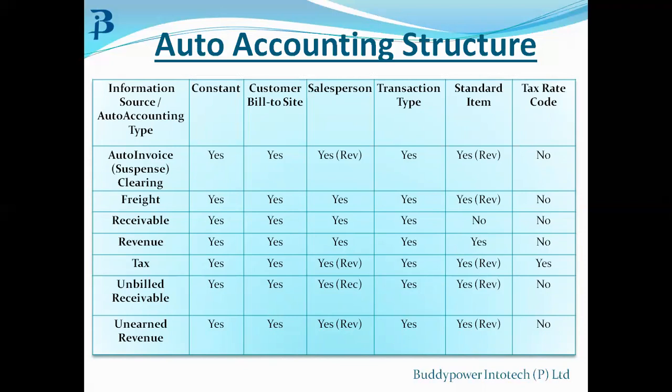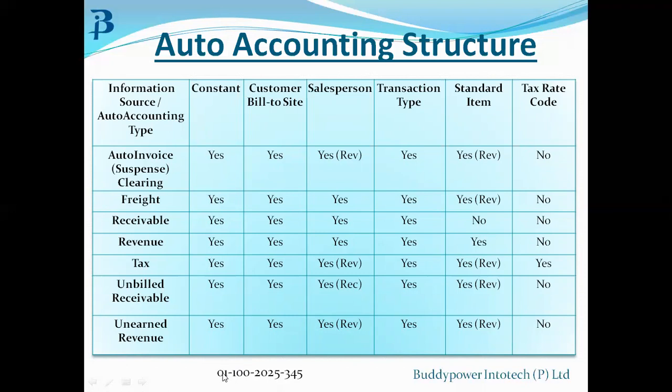So if you select the salesperson or standard item, the revenue flex field, like the salesperson, see here, it's a revenue flex field, right? The revenue flex field that you specified in the setup will be used for unearned revenue. For example, you may have 4 segments in your accounting flex field, like your company, your department, your account, and your product. Company is 01, 100 can be your department. With AutoAccounting, you can specify that the first segment is a constant.